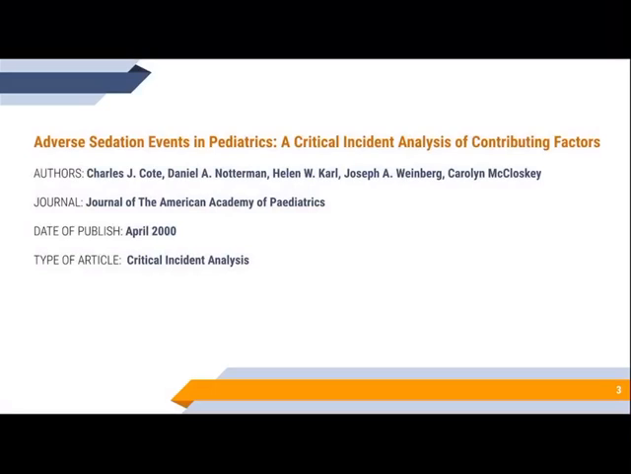So, as I said before, the title of it is Adverse Sedation Events in Pediatrics, a Critical Incident Analysis of Contributing Factors. The authors are Charles Coate, Daniel Nottaman, Helen Carl, Joseph Weinberg, and Carolyn McCloskey. It was an article, a part of the Journal of the American Academy of Pediatrics, and it was published in April 2000. This article was a critical incident analysis, and this is where an analysis is done into an event that occurred to find out what were the causes leading up to the event to prevent it from occurring again in the future.